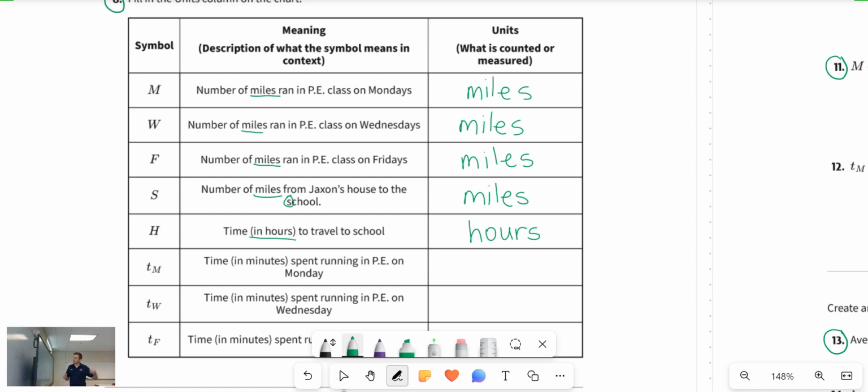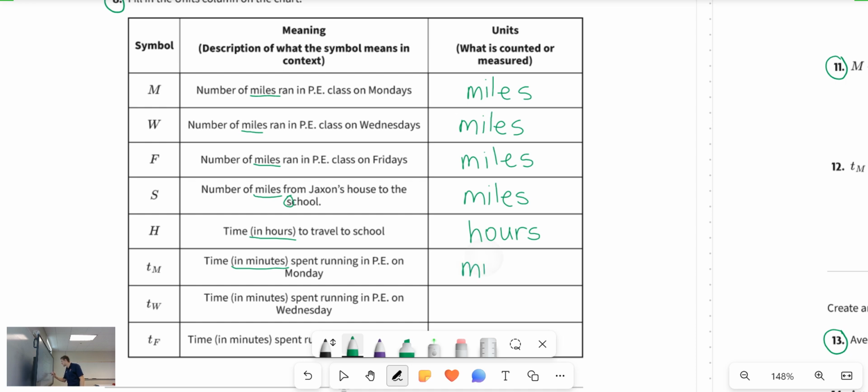Then T with a little m. So we would call the m a subscript in this case, right? So it's a lowercase t with a tiny little m to the right of it. So we call that a subscript. The way I'd usually read this is T sub m, right? So T sub m, time in minutes, spent running in PE class on Monday. So it's the time in minutes.